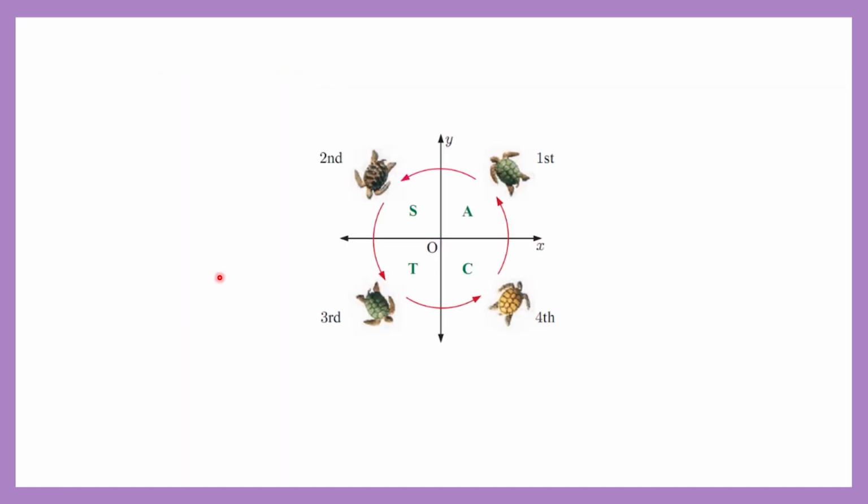And also, you may like to remember this by remembering these sentences. All silly turtles crawl. A stands for all trigonometric ratios. S stands for sine and its reciprocal. T stands for tangent and its reciprocal, and C stands for cosine and its reciprocal. And also we have another sentence as well: add sugar to the coffee.